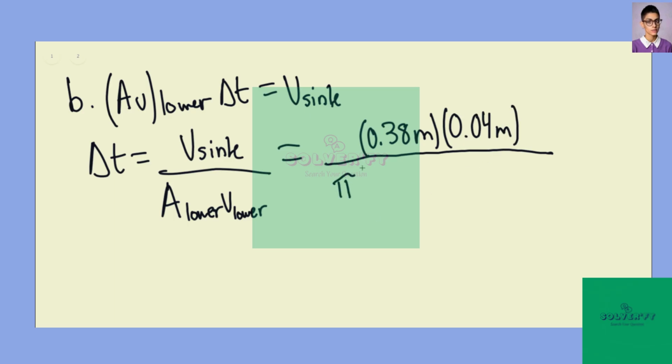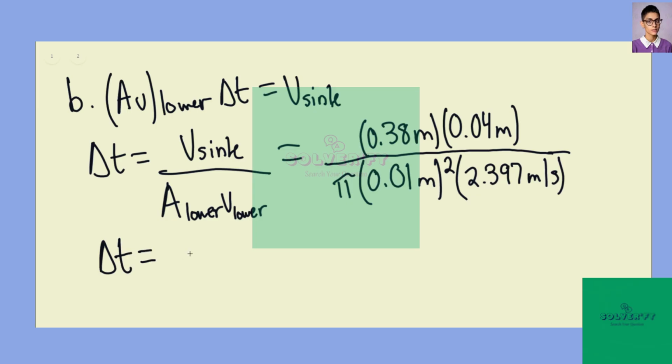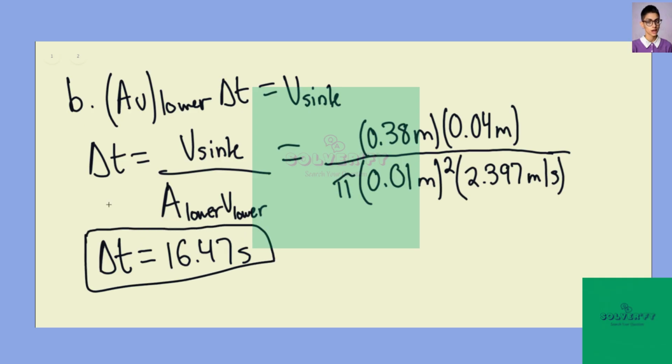divided by pi times 0.01 meters quantity squared times 2.397 meters per second. And we find that delta T is going to be equal to 16.47 seconds. So that's how long it takes to empty out the sink. This will be our final answer for part B.